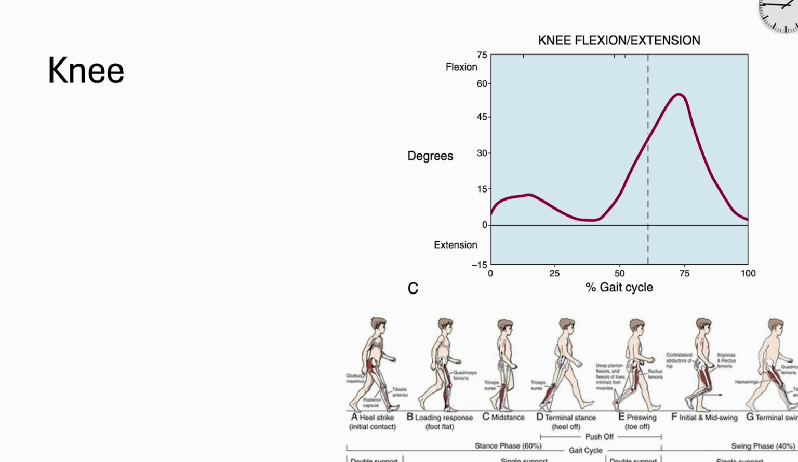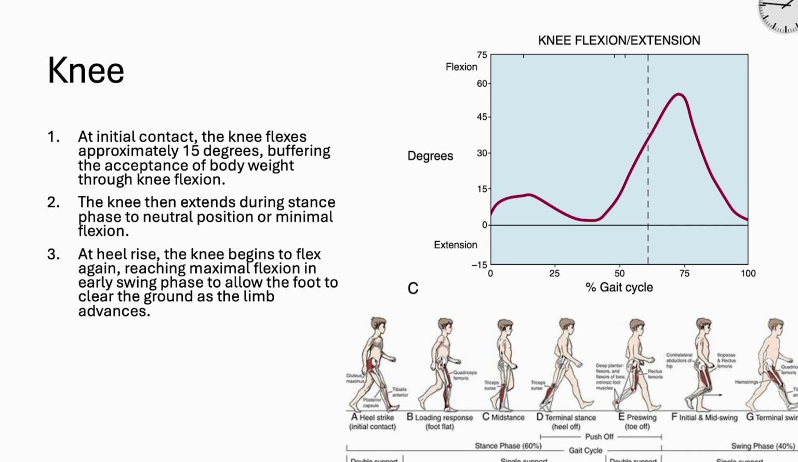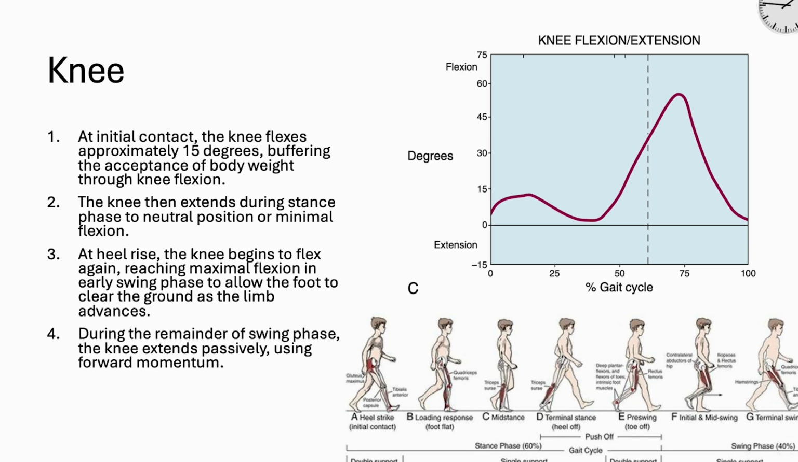The knee. Initial contact. The knee flexes approximately 15 degrees, buffering the acceptance of body weight through knee flexion. Stance phase. The knee then extends to a neutral position or minimal flexion. Heel rise. The knee begins to flex again, reaching maximal flexion in the early swing phase to allow the foot to clear the ground as the limb advances. Swing phase. The knee extends passively during the remainder of the swing phase, aided by forward momentum.